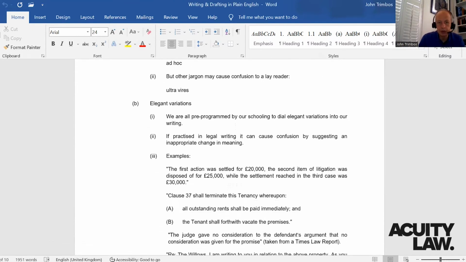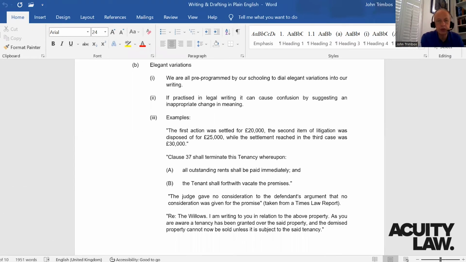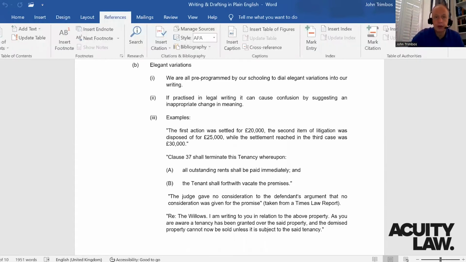So if you are dealing with lawyers in other jurisdictions, don't assume that they use the same jargon that we do, because they may not. And if in doubt, say it in plain English, even if you have to use 6 words rather than 2.